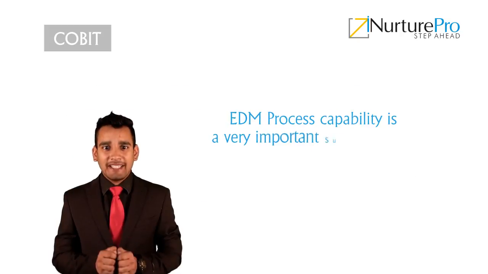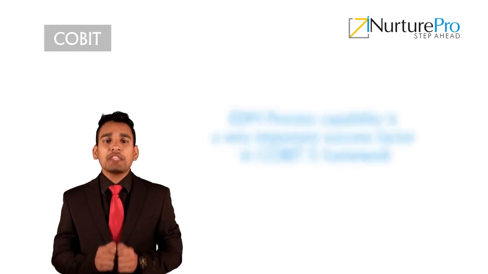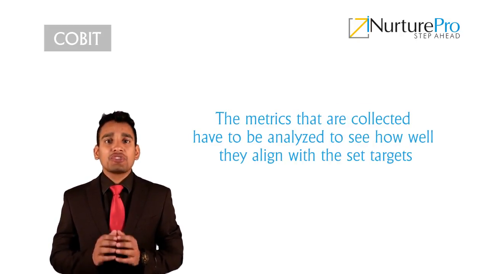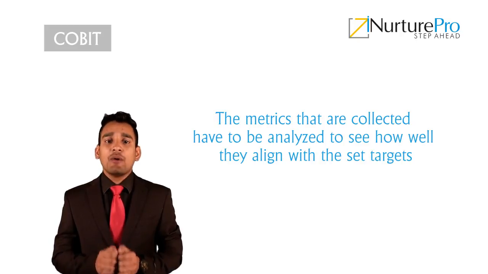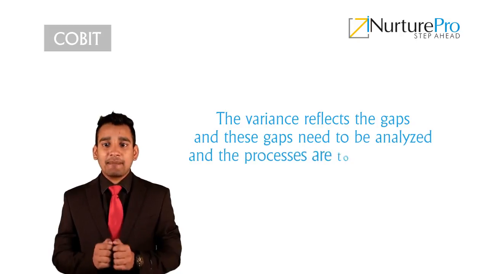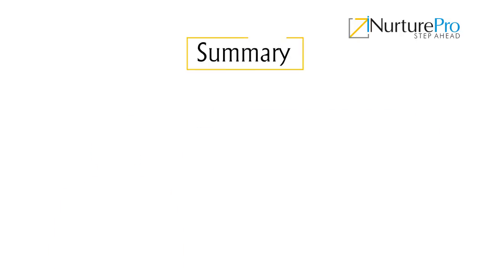EDM process capability is a very important success factor in the COBIT 5 framework. The metrics that are collected have to be analyzed to see how well they align with the set targets. The variance reflects the gaps, and these gaps need to be analyzed and the processes improved so that the variance reduces. Let us have a quick recap of what we discussed in this video.